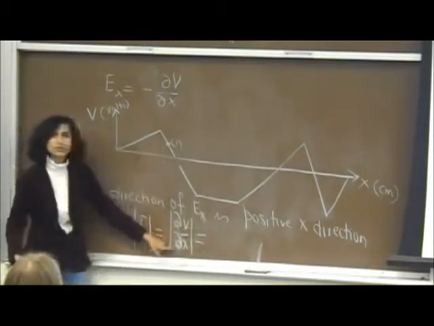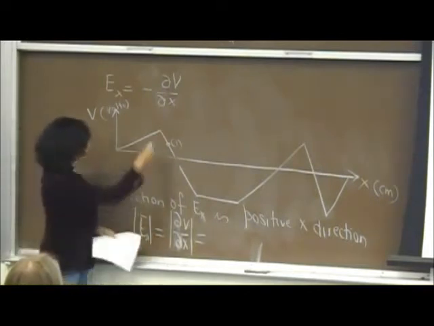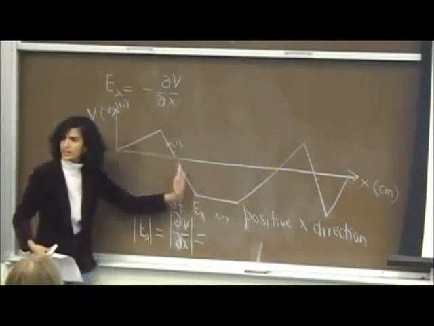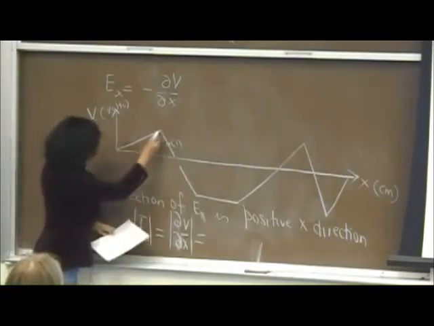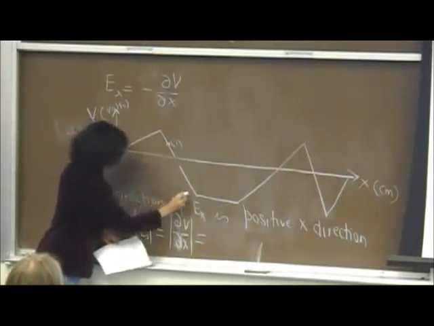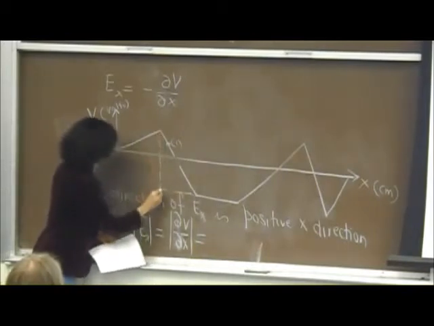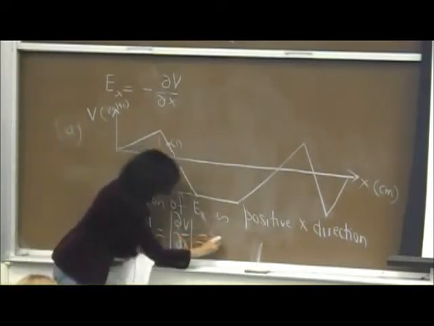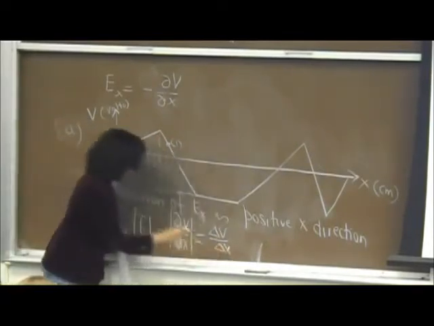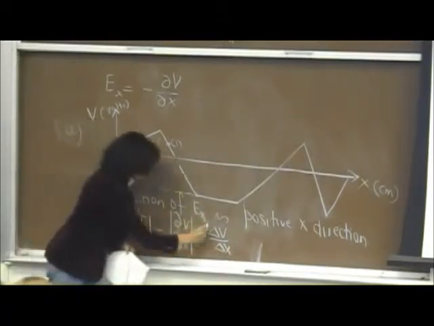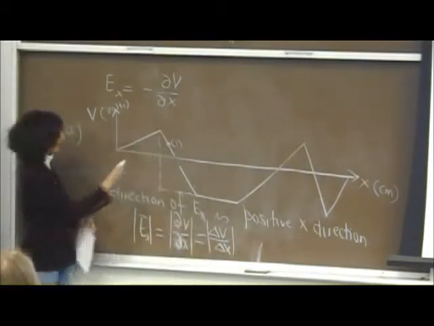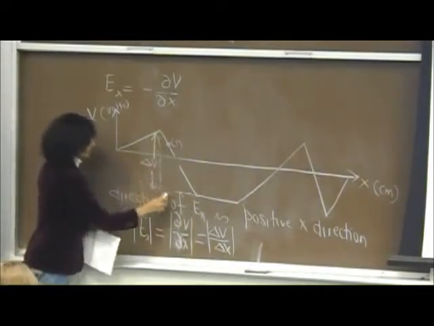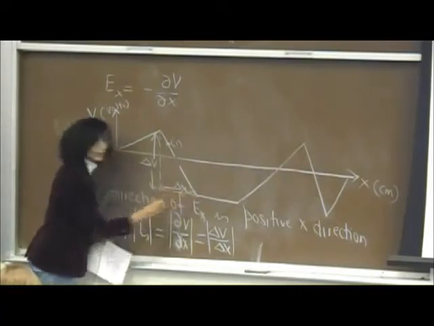So what is this thing? Anybody want to tell me how to find the derivative? The easiest way: is this a straight line? So is the slope constant? Yeah, so one way to do this is we can draw a right angle triangle like this, and the derivative dV over dx is nothing but delta V over delta x. Is everybody seeing that? What is delta V? Delta V is this change in potential from here to here, and delta x is this.